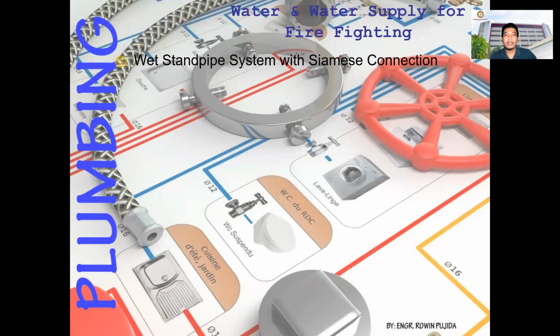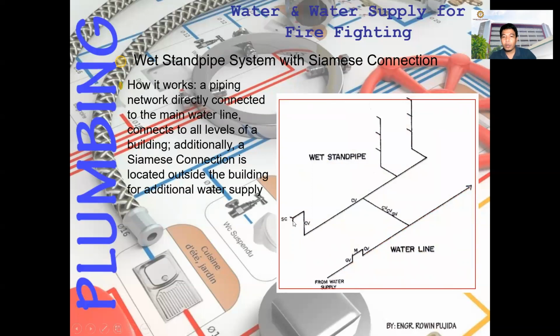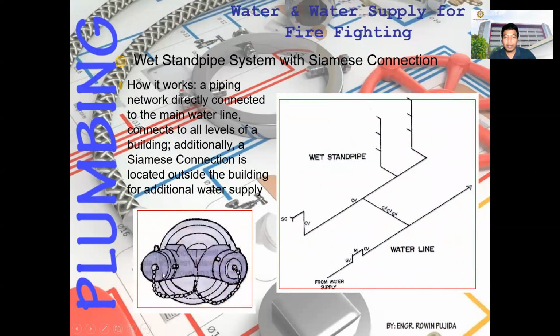Next we have the wet standpipe system with Siamese connection. A Siamese connection has two connections, two outlets. How it works: a piping network directly connected to the main water line connects all levels of a building. Additionally, a Siamese connection is located outside the building for additional water supply. Maybe the fire truck can supply this connection to the building. This one is the Siamese connection.